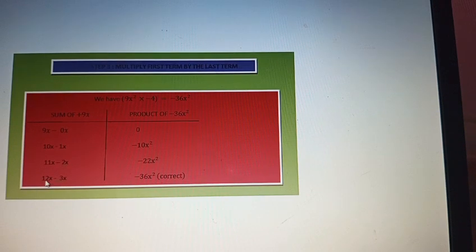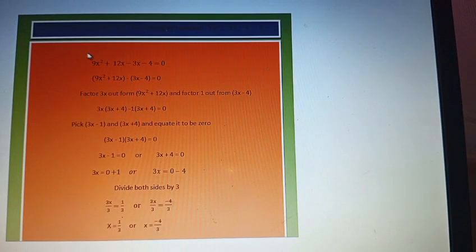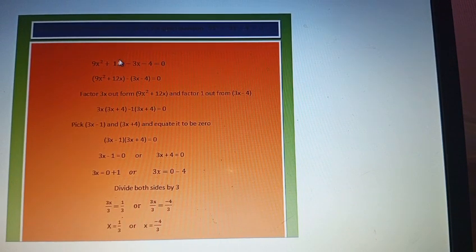Then we increase this one to 12s. 12s minus 3s gives us 9s, and 12s times minus 3s gives us minus 36s squared. Correct. So at this point, we are going to replace plus 9s with 12s minus 3s in the given equation 9s squared plus 9s minus 4 equals 0. Instead of writing 9s this time around, we plug in 12s minus 3s. Then 9s squared plus 12s, minus 3s, plus 4.